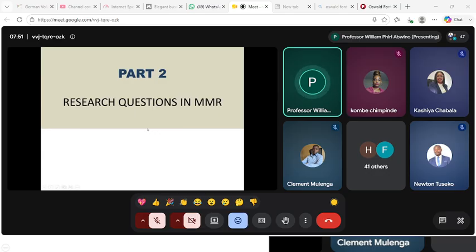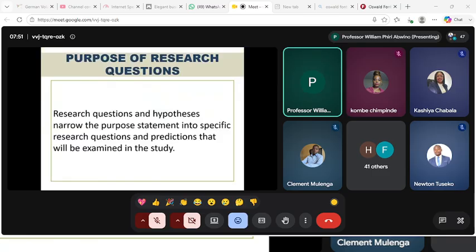Research questions in mixed methods research. So, the purpose of research questions: research questions and hypotheses narrow the purpose statement into specific research questions and predictions that will be examined in that particular study. Very important.